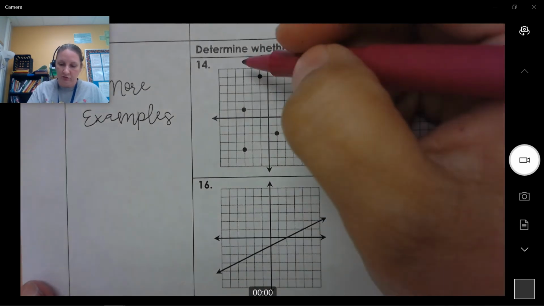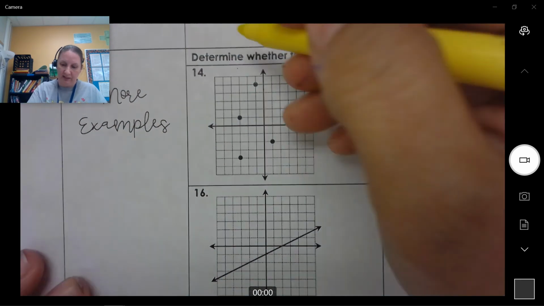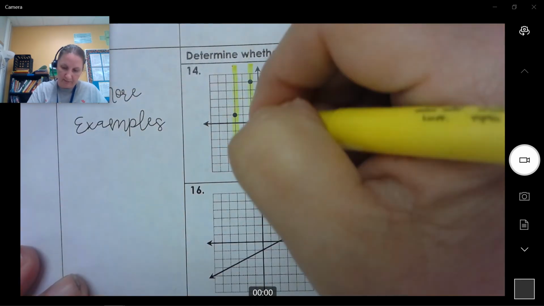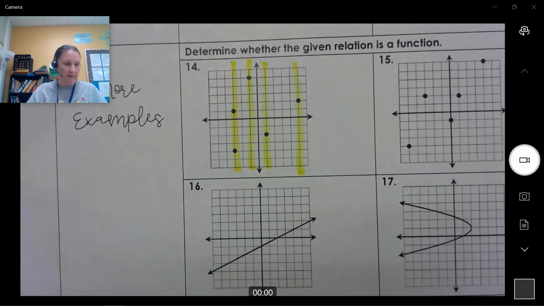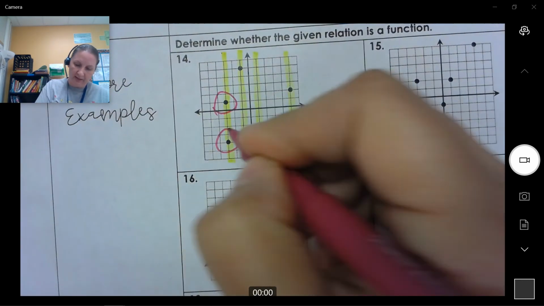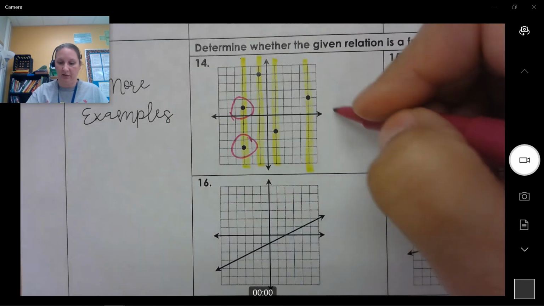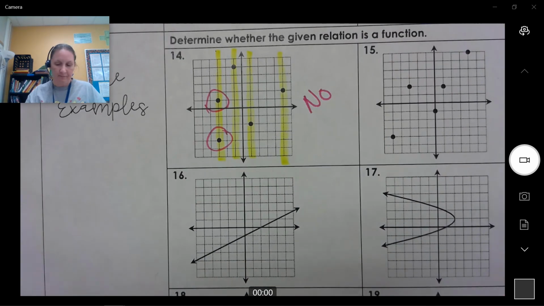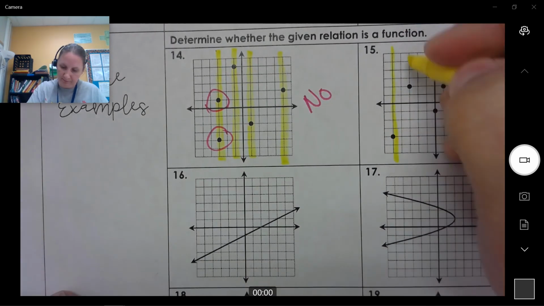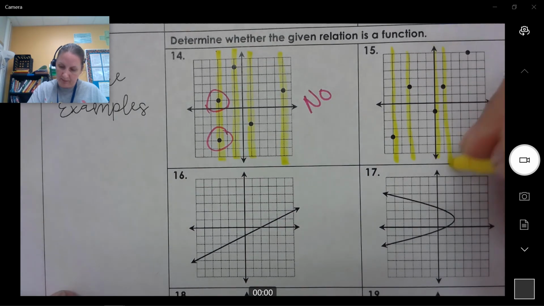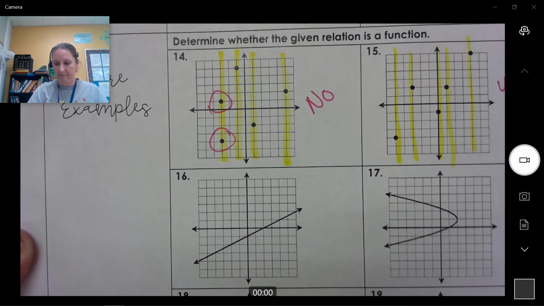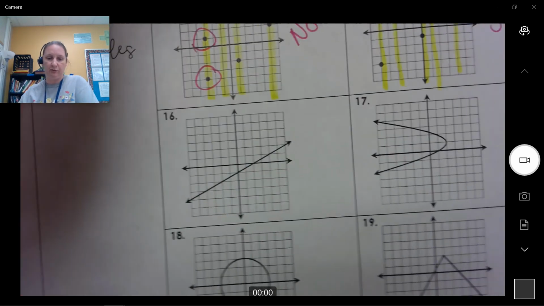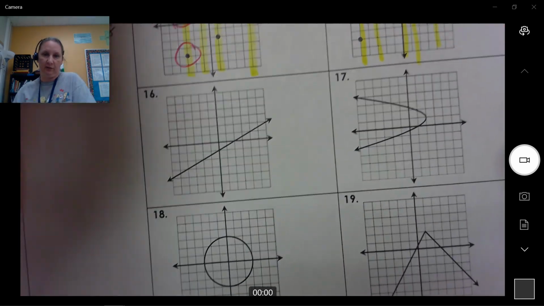All right, so we're going to draw a line. We're going to see if there are any points, since we have points on here, that it touches in more than one place. Well, this one touched here and here, so that is a no. Okay, we'll do the same thing with this one. Nope, it passed that one, so that's a yes. Okay, we'll do 2 more examples, and then I want you to do the last 4.